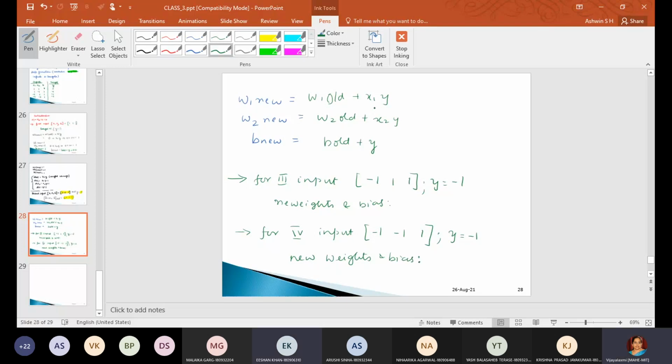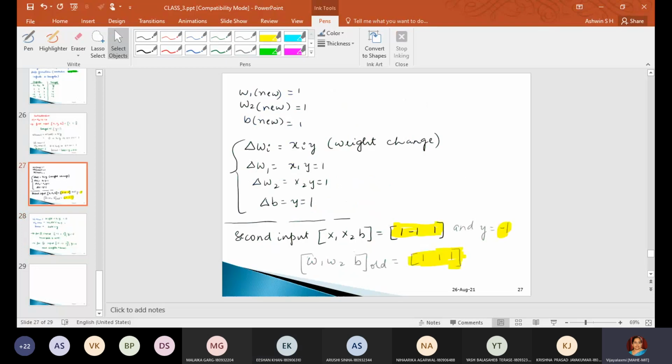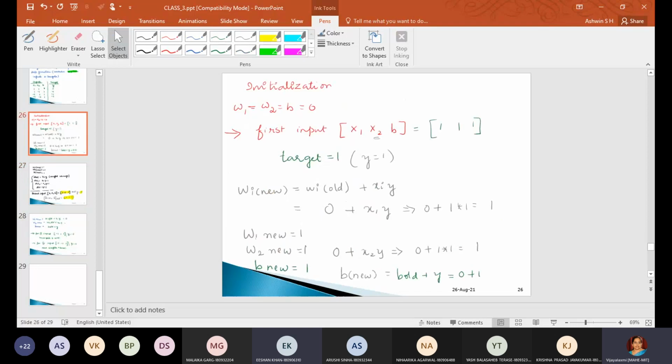Yes. W1 new for the second iteration will be 0. Okay. Correct, this is 0. Very good. B new will be 0, and W2 new for the first iteration will be 1. Now, the second iteration. The first iteration is what we have got.